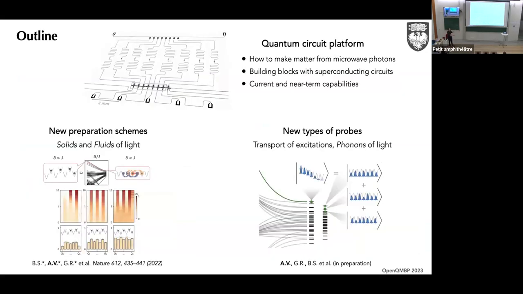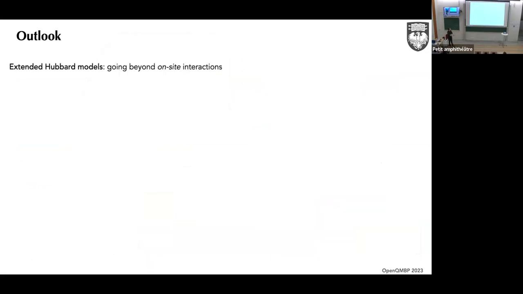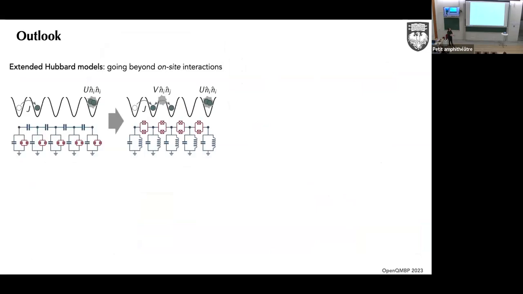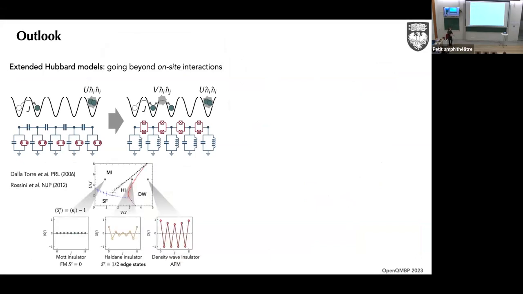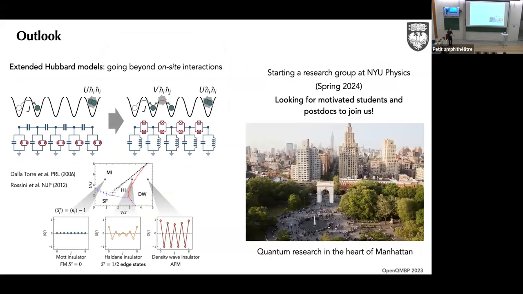This was the outline. We're looking at just Hubbard models with on-site interactions, new assembly techniques, new types of probes. As an outlook, I would like to look at extended Hubbard models where we're looking at not just on-site interactions, but interactions over longer ranges. If you just change ways in which you couple your qubits, you can have nearest neighbor interactions. You can look at some extended Hubbard models where you can get density waves as well as some symmetry protected topological order.